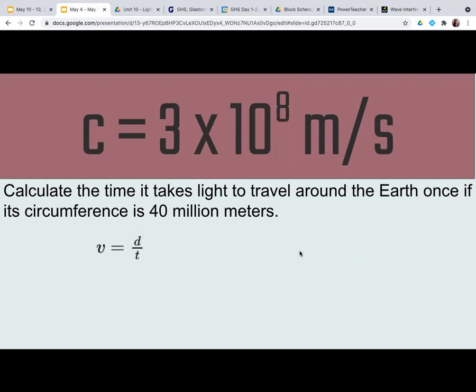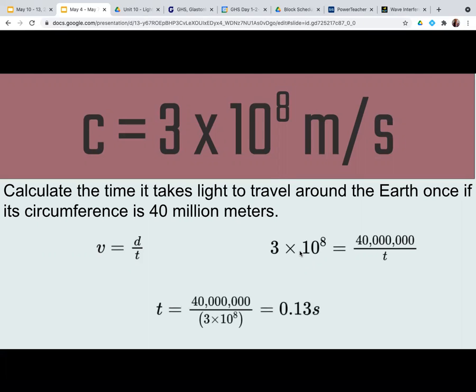So I'm going to take my speed as distance over time, and imagine I'm doing the show-your-work thing. We're going to write the equation, then substitute, then solve. V gets replaced with 3 times 10 to the 8th, D gets replaced by 40 million, and that gives a time of 0.3 seconds.